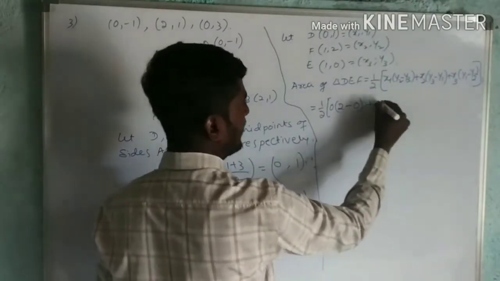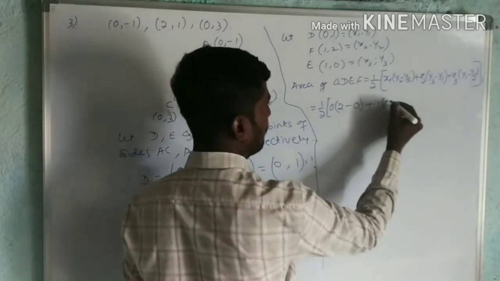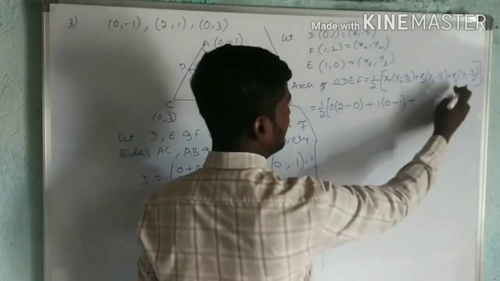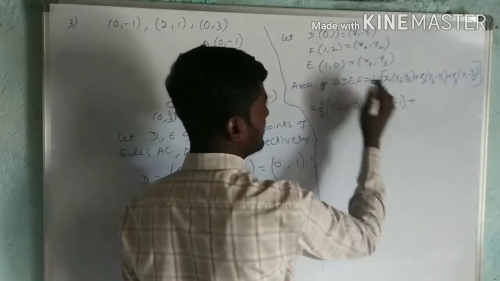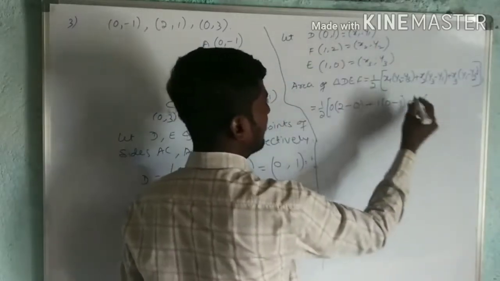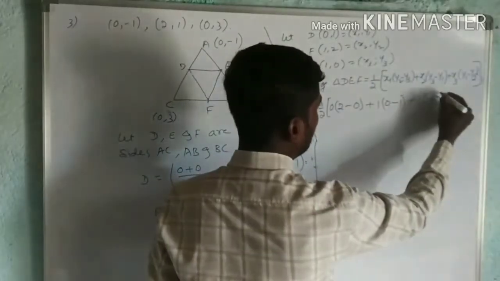x2 is here 1 into y3 minus y1. y3 is 0 minus y1. y1 is here 1 plus x3. So x3 is here 1 into y1 minus y2. y1 is here 1 minus y2. y2 is here what? 2.